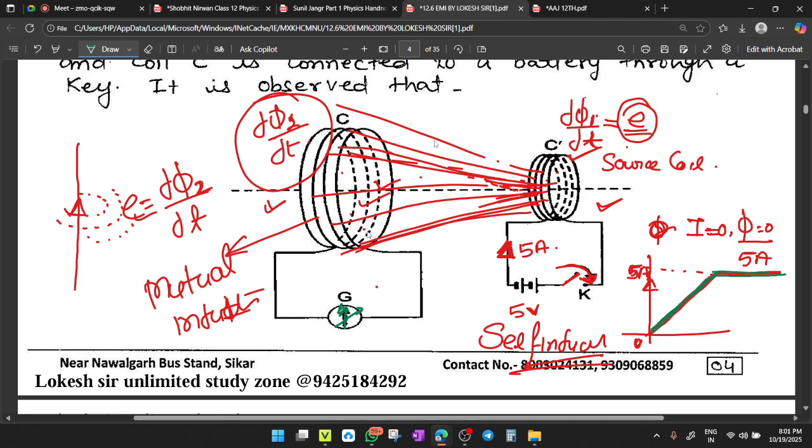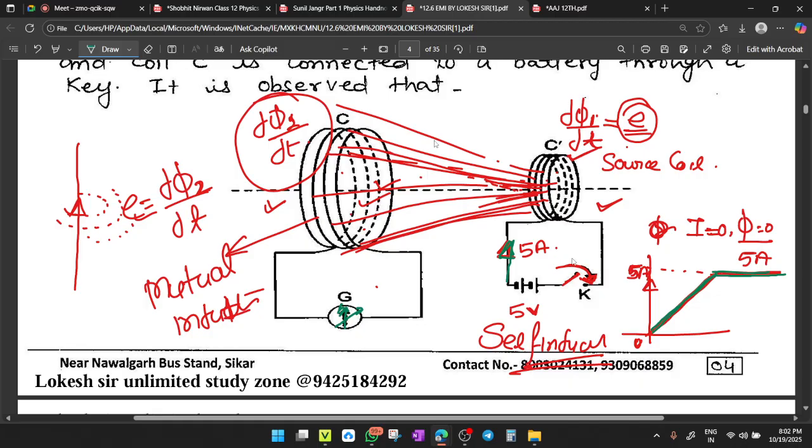When the current has its maximum value, like you have applied a 5-volt battery, current changes from 0 to 5 ampere. Now current has attained its maximum value, 5 ampere. So is there still any deflection or not? Current reaches its maximum value. What about flux? Flux will be there, yes, obviously flux will be there.